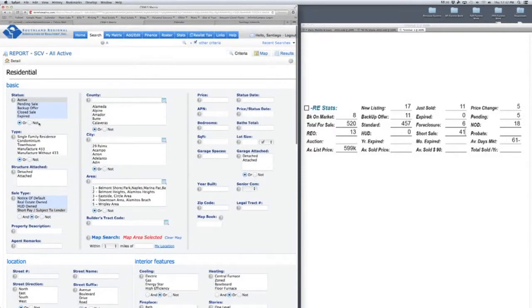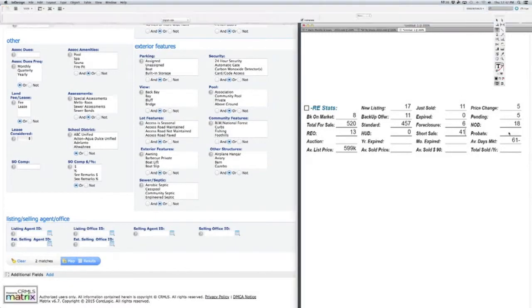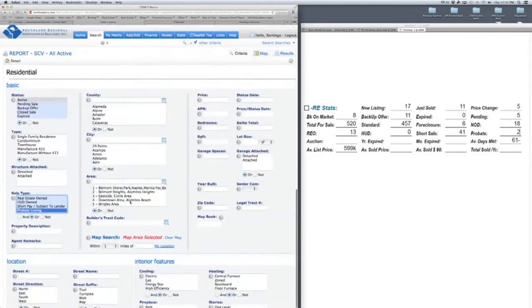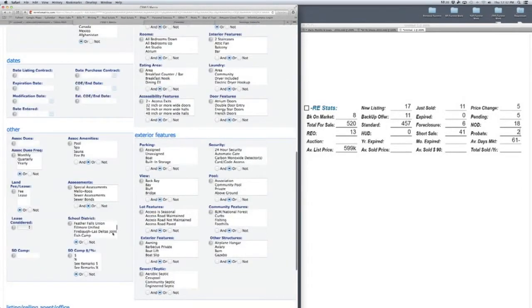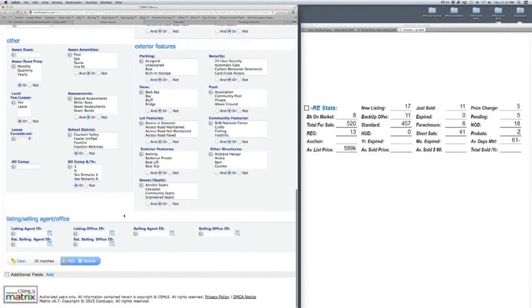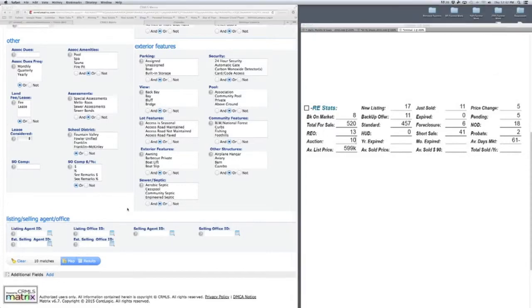Next, probate. Right now we have only 2 in probate. And then the last one in this category we're going to look at is the auction. How many of all of our active 520 homes are for auction? And right now we actually have 10. Okay, great. So that's basically the order that I do it in to make it faster for myself.